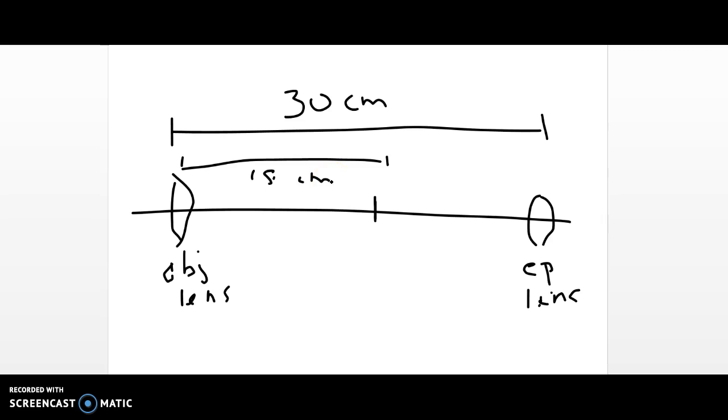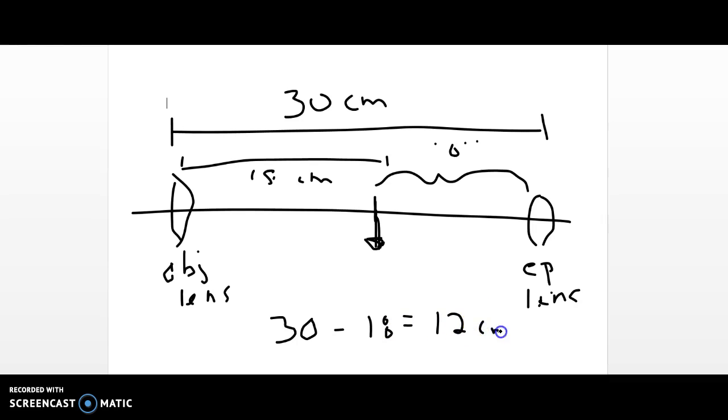Well, if the whole microscope is 30 and the image from the objective lens is 18, and here's the image, then this is the distance that we're going to use as the object distance, O, of the eyepiece lens. And this distance is 30 minus 18, which equals 12 centimeters.